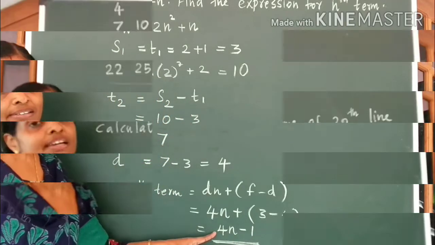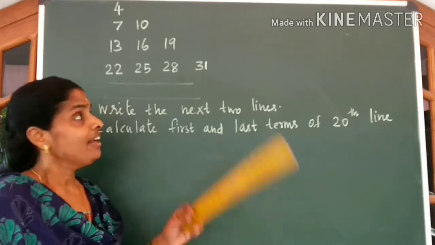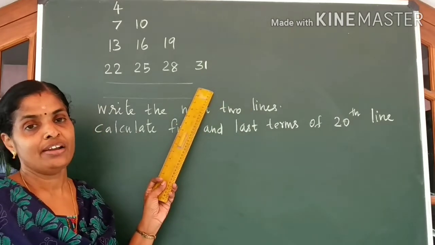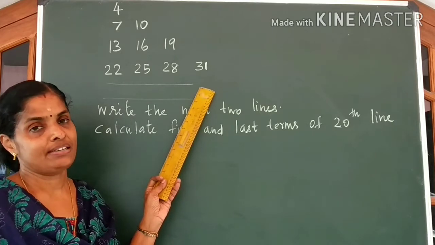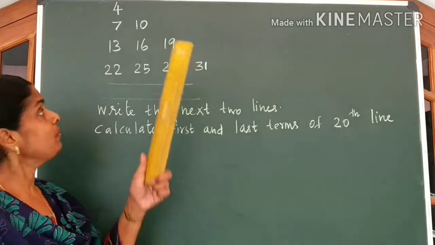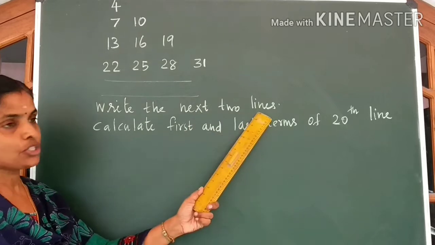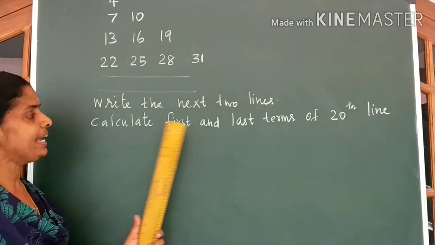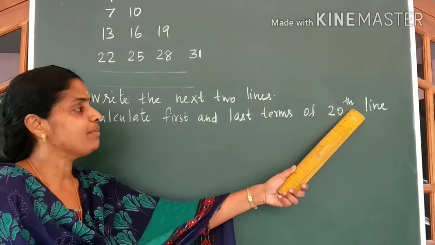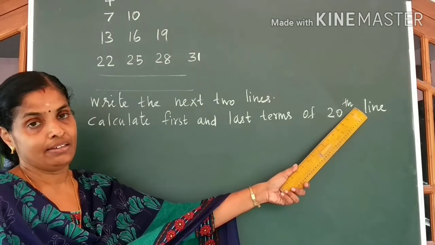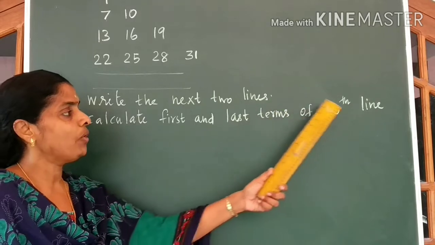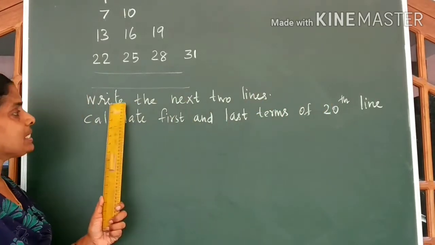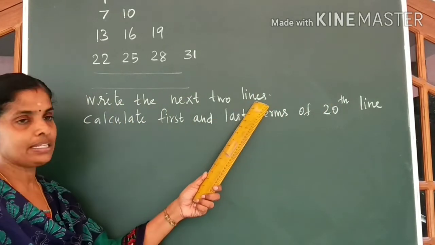Understand, children? Children, this is the last question in your textbook of the first chapter. A very important question. See how we are going to do. Write the next two lines. Question is calculate the first and last term of the 20th line. We are asked to get the first and last term of 20th line. First part of the question, write the next two lines.